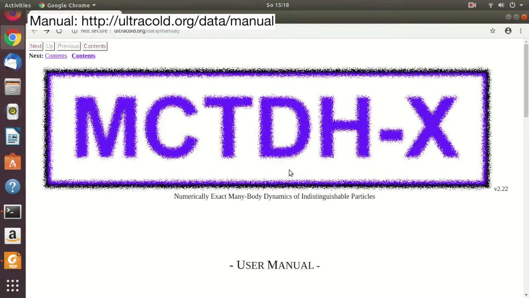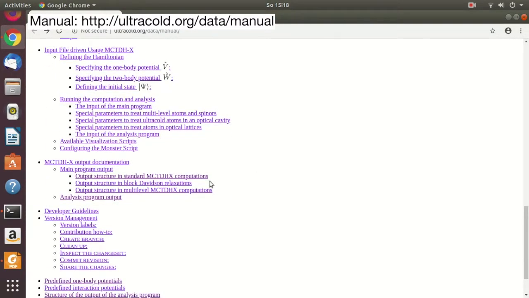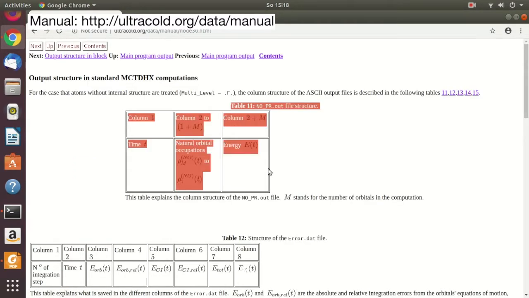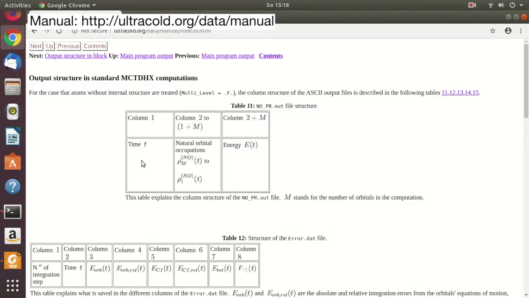So this is the web page, and in the web page we can further click on this link, output structure in standard MCTDH-X computations. And the first table is the NOPR for the nopr.out files. Each row in this file corresponds to one time. And in each row, the first column, or the first entry, is the time, or the imaginary time in a relaxation. And then from the second column on to the second to last column are the orbital occupations.